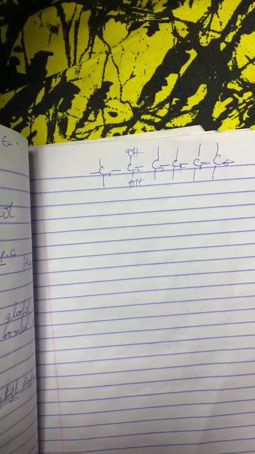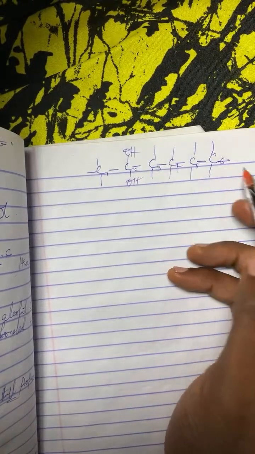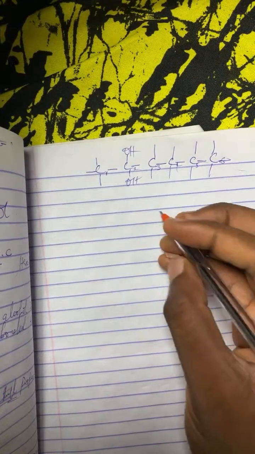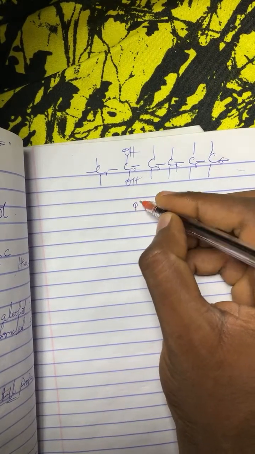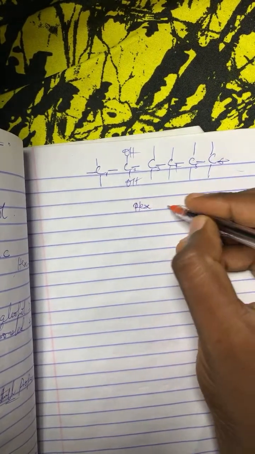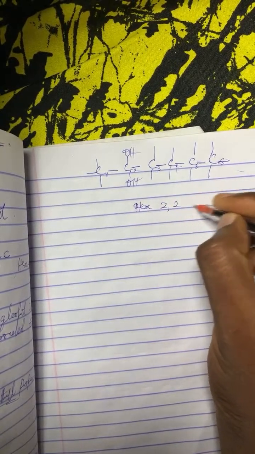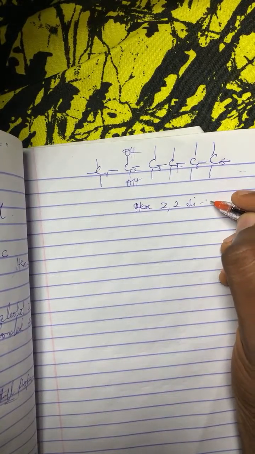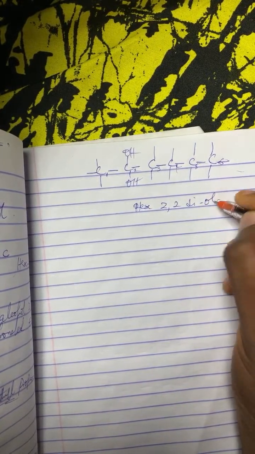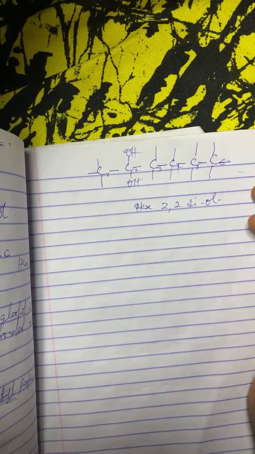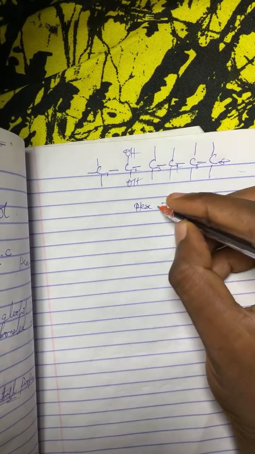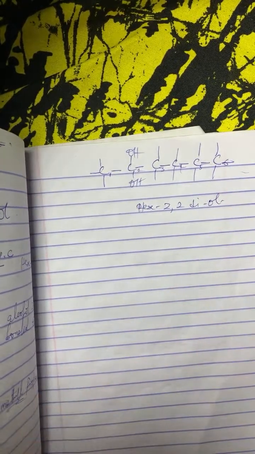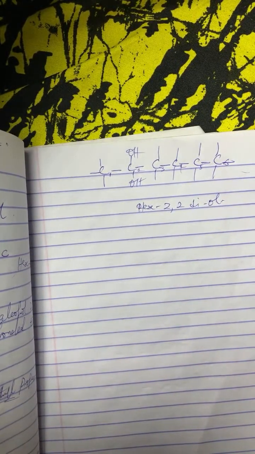So in this scenario now, this is going to be 1, 2, 3, 4, 5, 6. Because it's 6, the family name is hex. So I'm going to say hex 2, 2 diol. Are we there now? Hex 2, 2 diol. That is as simple as ABC. So this is an example of what? Of a dihydric alkanol.